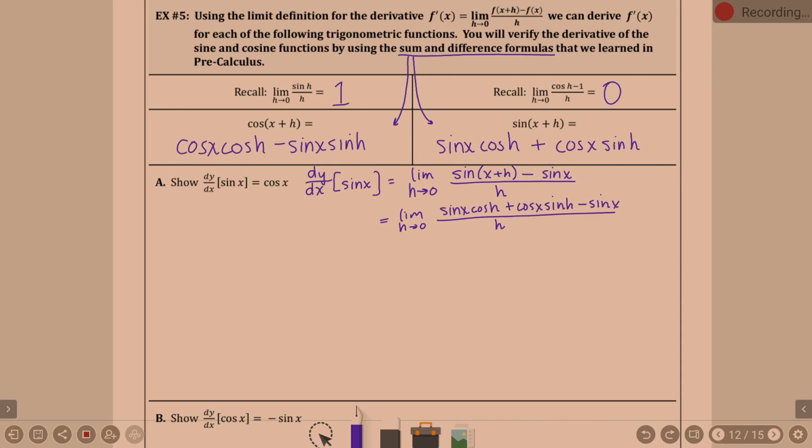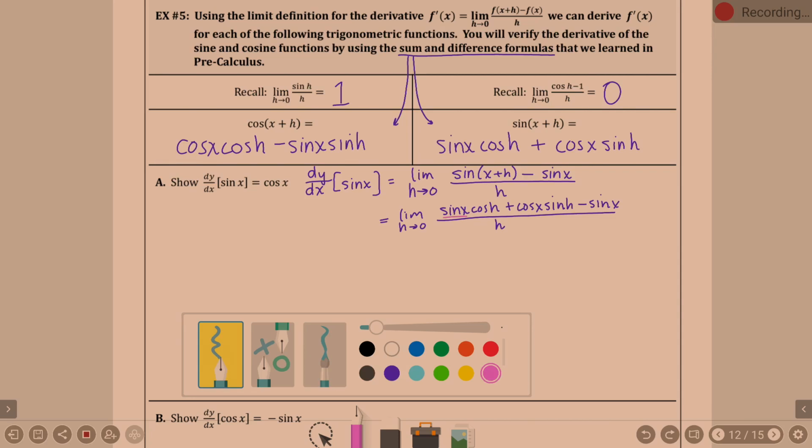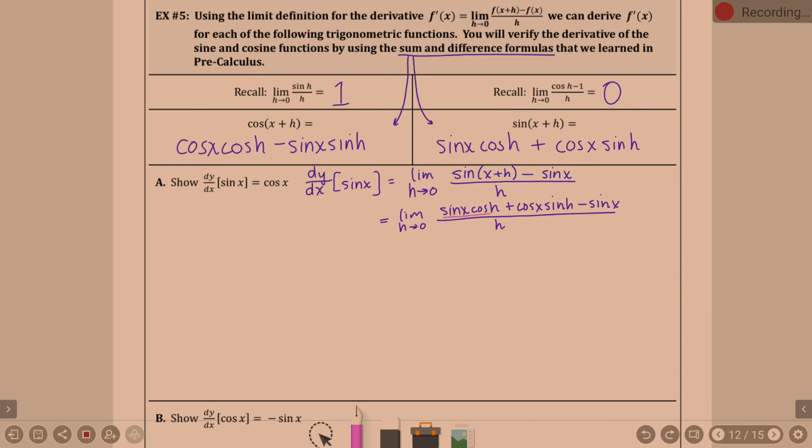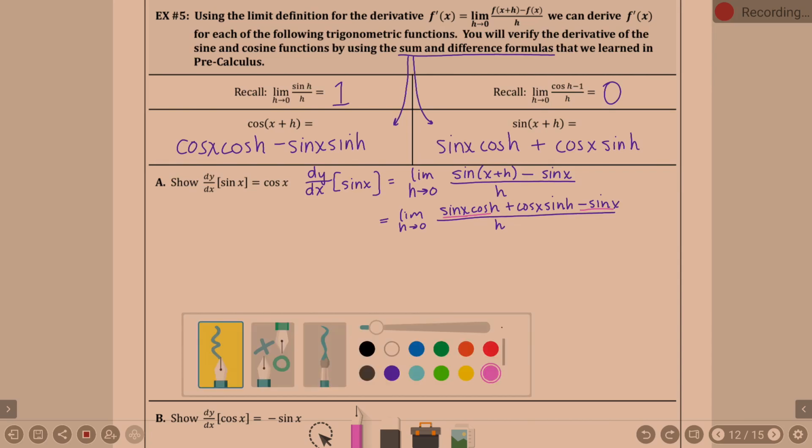Let's look at this. Two of these terms have a common factor. Two of these terms have a sine x, yes? So what we're going to do is rearrange the top.